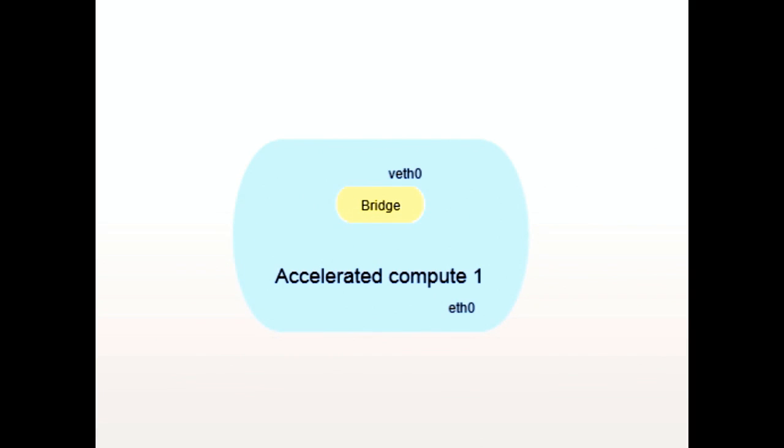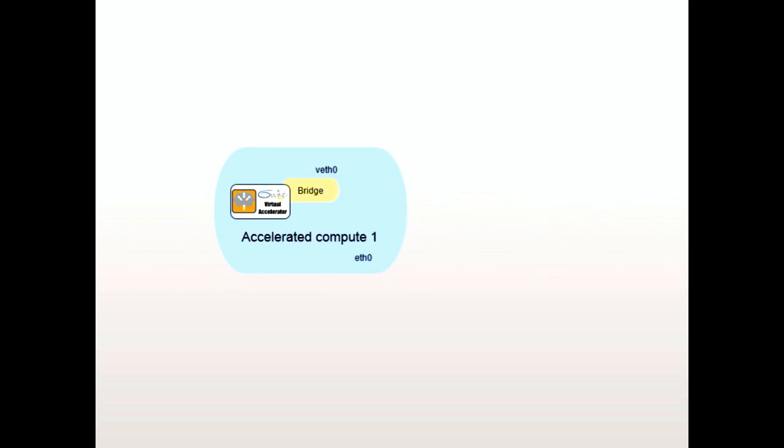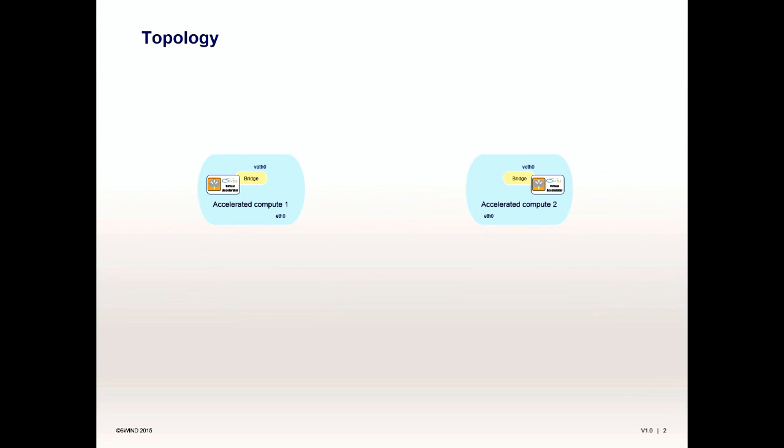I'll proceed with a high-level description of the topology. As I said before, the test environment comprises 4 compute nodes. The first 2 nodes are referred to as accelerated compute nodes because they have 6WIND Virtual Accelerator installed. 2 more nodes are referred to as standard Linux nodes and do not have 6WIND's Virtual Accelerator installed. With the exception of 6WIND Virtual Accelerator installed in the first pair, all nodes are identical.